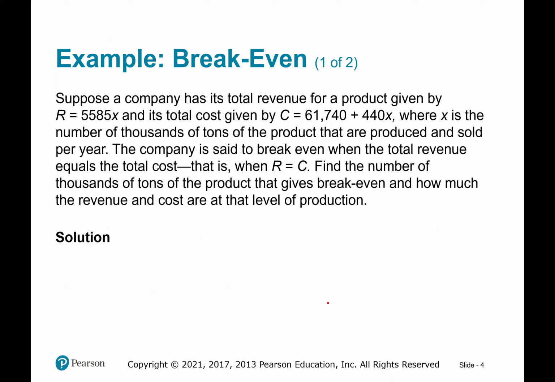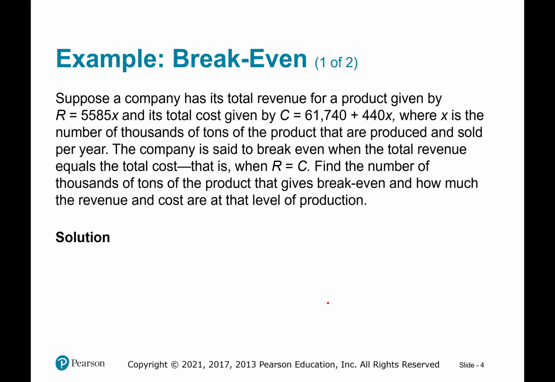Suppose a company has a total revenue for a product given by R equals 5,585x, and its total cost is given by a cost function, which is 61,740 plus 440x. Both of those functions, the revenue and the cost, are linear because your x is being raised to the first power, correct? So those are both lines. Where x is the number of thousands of tons of the product that are produced and sold per year.